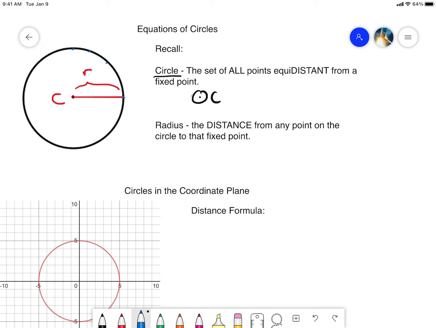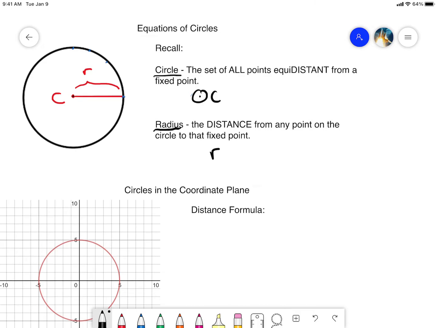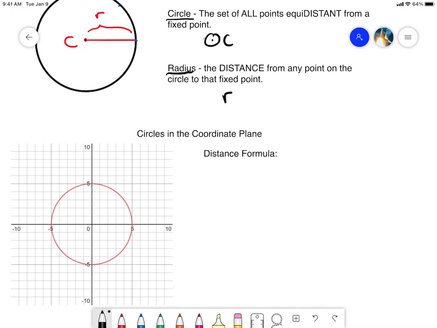Now that uniform distance is what we call the radius, okay? The radius is the distance from any point on the circle to that fixed point. So in this case, we would call it R. Now, I know that a lot of times you guys think of the radius as a little segment that goes from the center to any point. But really what we're talking about when we mention radius is the distance of that segment. So, using those ideas, let's just say we had a circle in the coordinate plane first, and we're going to use those two definitions to come up with this idea.